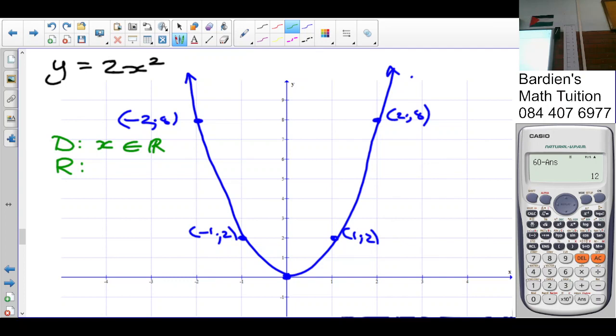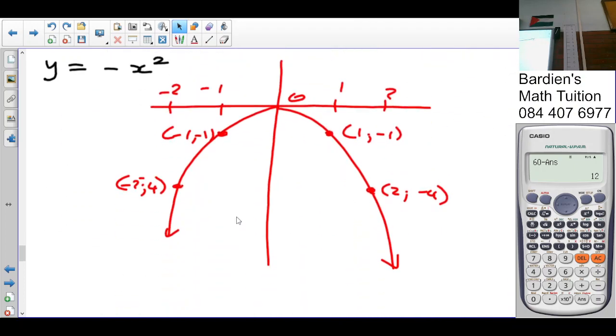The range. Does this graph exist at negative infinity? No. Where does it start existing at? 0 onwards. So y is greater than 0. Can it be equal to 0? Yes. Why? So the graph exists there. Not so? Right. Now the same question I want you guys to answer for this graph quickly.